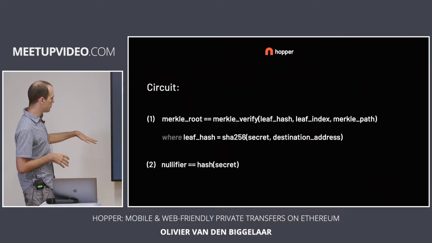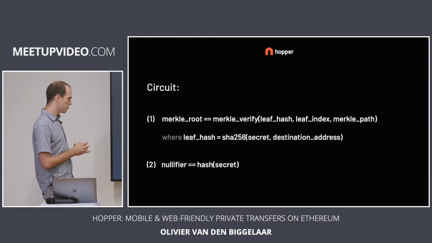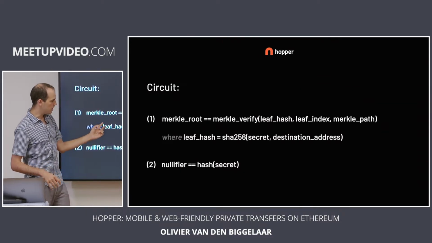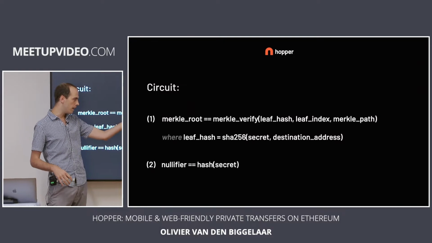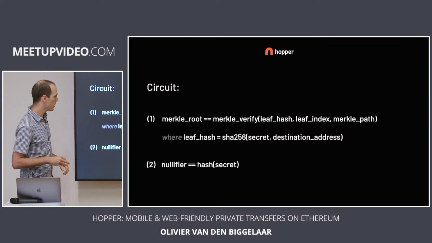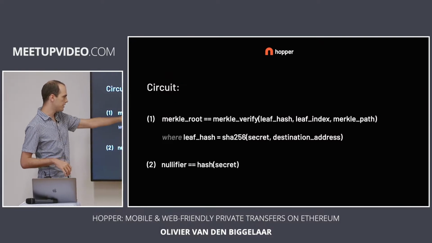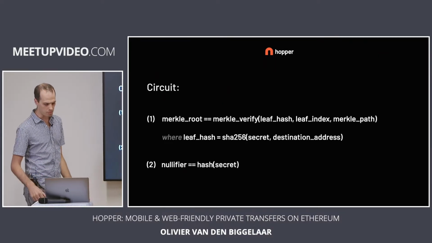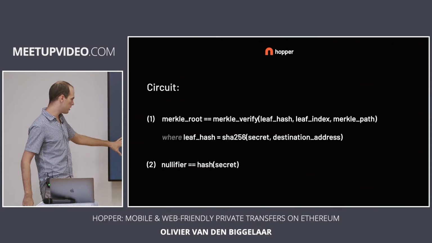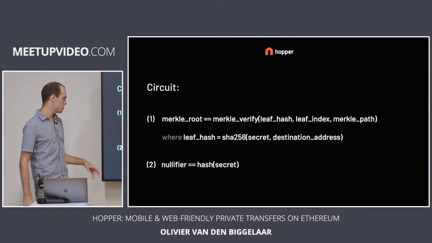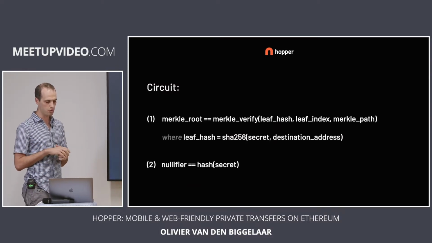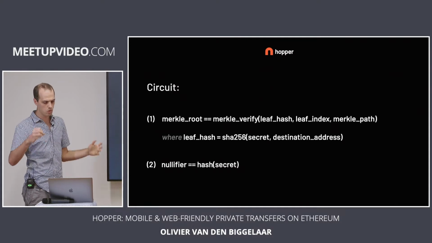So basically two statements. The first one claims that you know the secret behind the leaf in the Merkle tree, and you know a Merkle path and the index of that leaf, and that this matches the root, and the root is known publicly. It's a public parameter of the contract. And then the second statement involves a nullifier, which is really like a serial number that uniquely identifies your withdrawal and makes sure that you won't be able to double spend or to double withdraw your deposit.